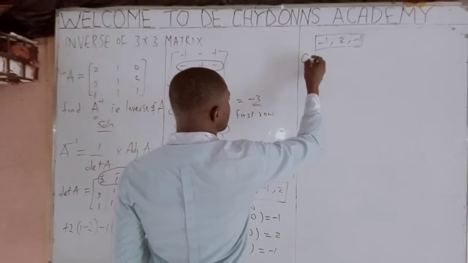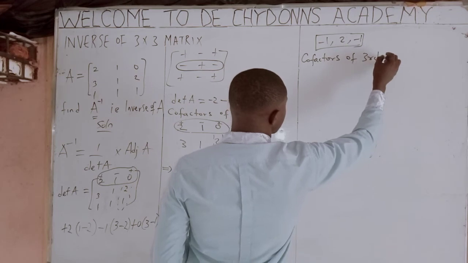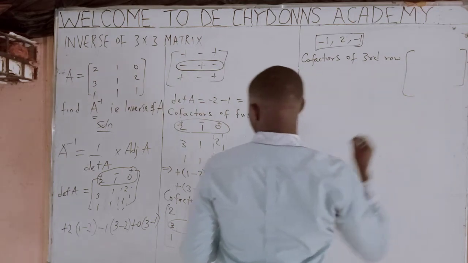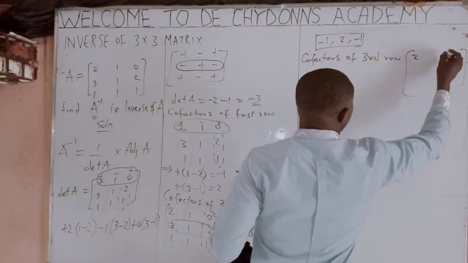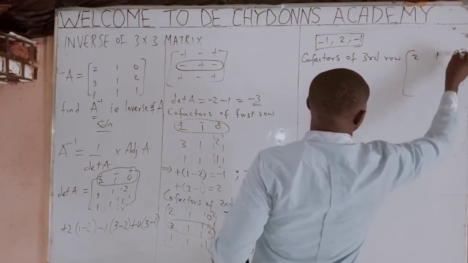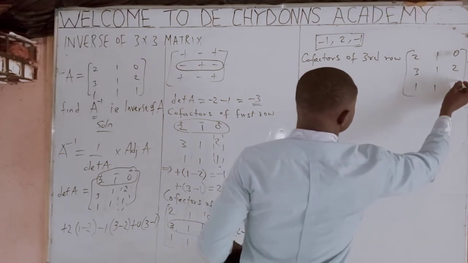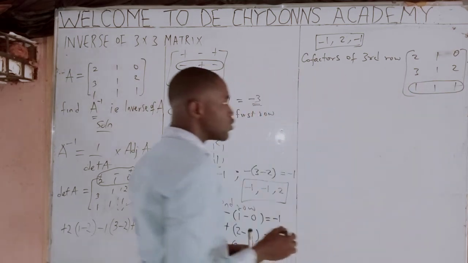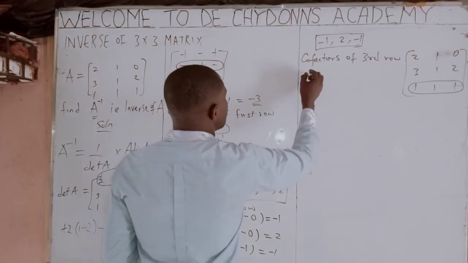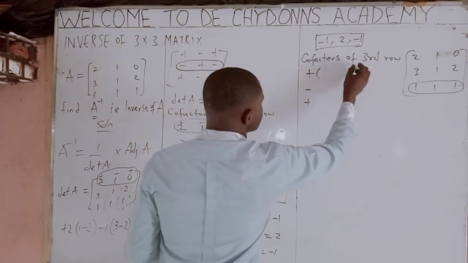We go to the cofactors of the third row. Then we write the matrix we have. That is 2, 1, 0, 3, 1, 2, 1, 1, 1. So as we circle the third row, we are looking for their cofactors. What do we have as their sign? Plus, minus, plus.